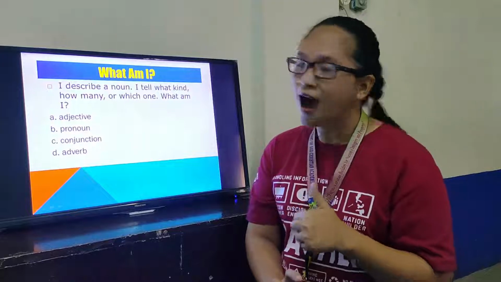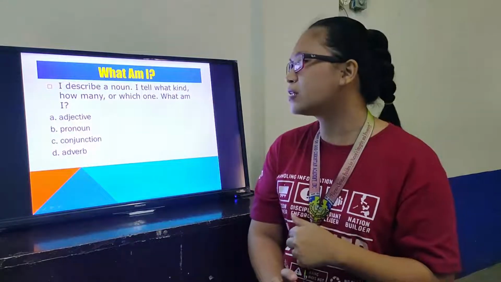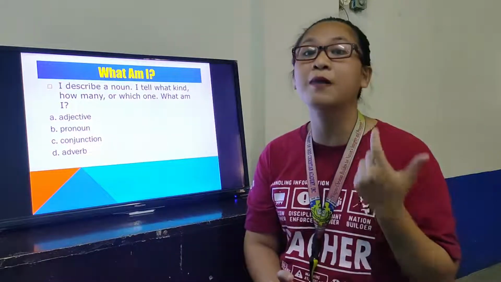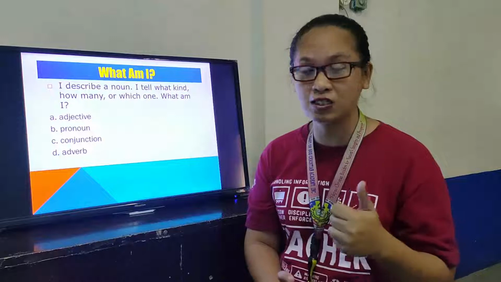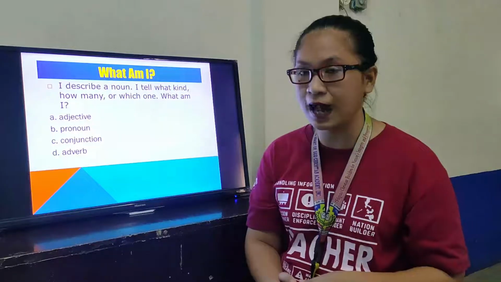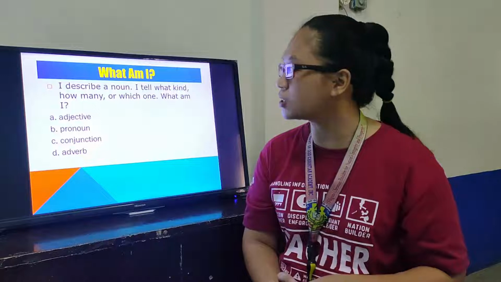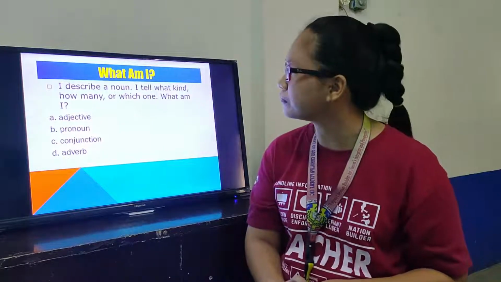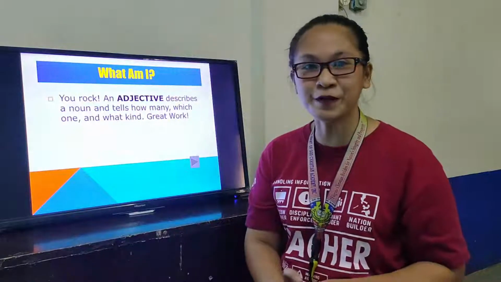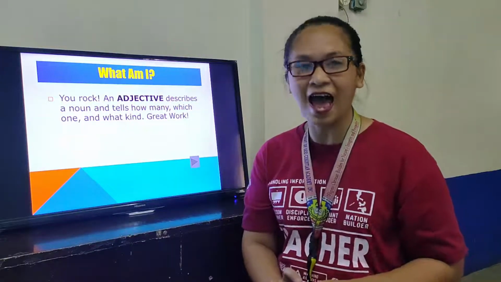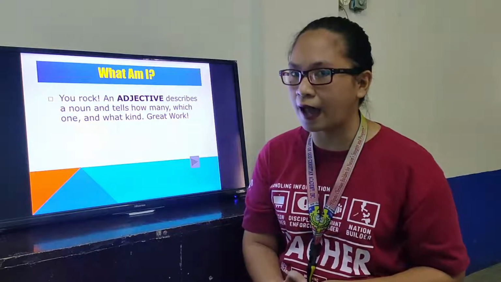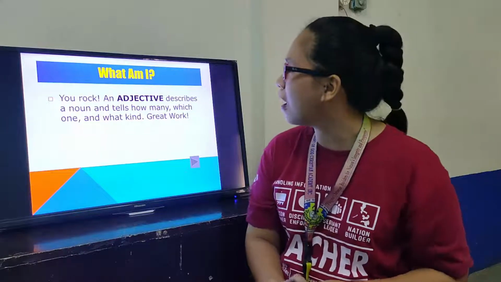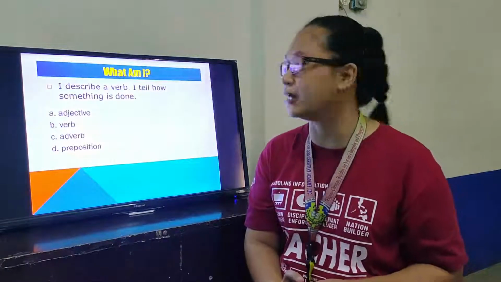What am I? I describe a noun. I tell what kind, how many, or which one. What am I? Is it A, adjective, letter B, pronoun, letter C, conjunction, or letter D, adverb? What is your answer? All right, perfect. The answer is adjective. When it describes a noun or a pronoun, that is an adjective. Okay? All right, let's move on to the next one.